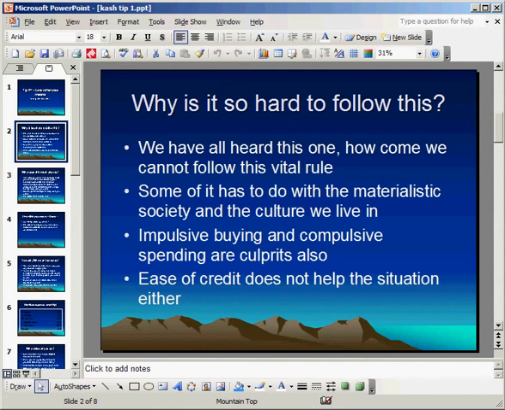Another reason is the impulsive buying and the compulsive spending of many people. This definitely causes issues in the financial area. And finally, the ease of credit and the ability to get credit cards even for some people with bad credit does not help the situation either.